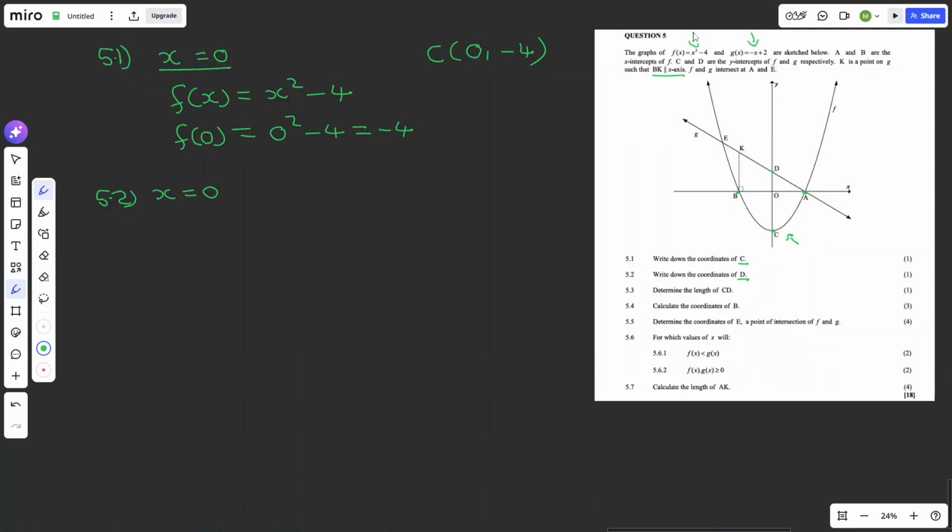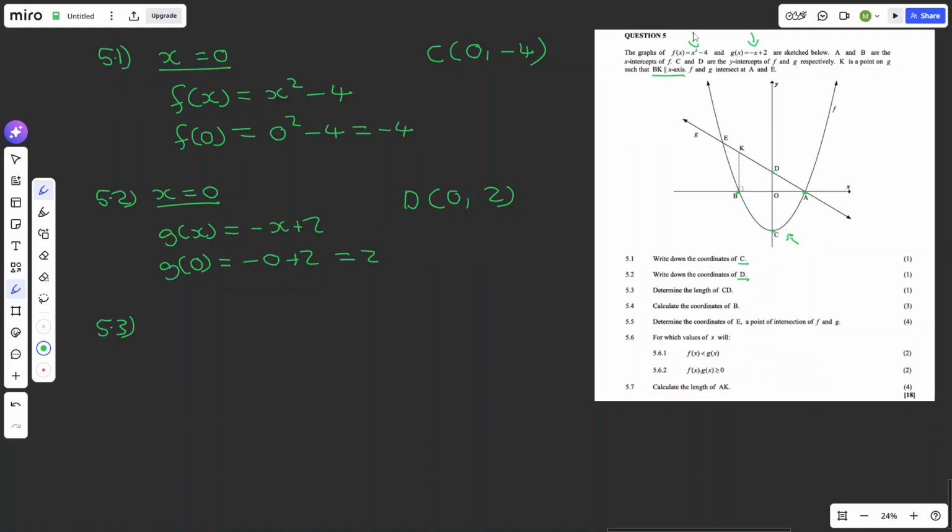Now we need to substitute this value into our function g of x. So g of x is defined as minus x plus 2. We can substitute 0 in x's place, and we get 2. So the coordinate of D is at 0 and 2. So now, let's go to the next question.